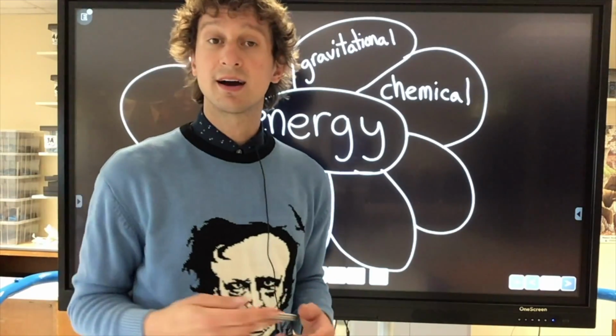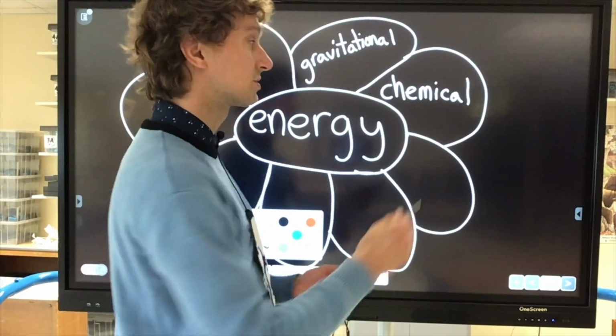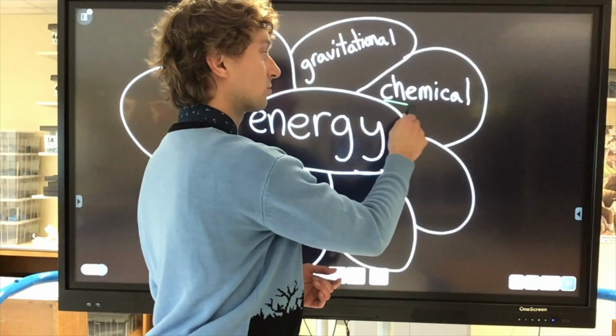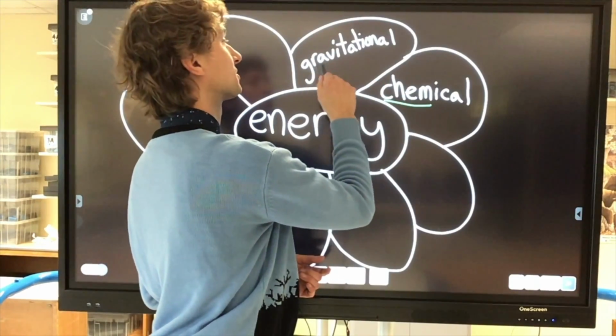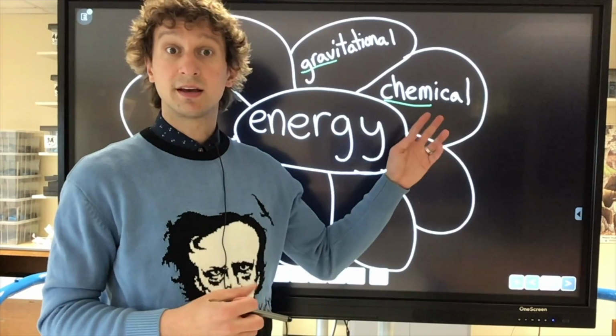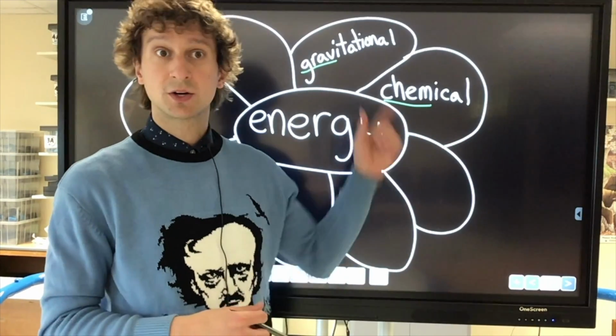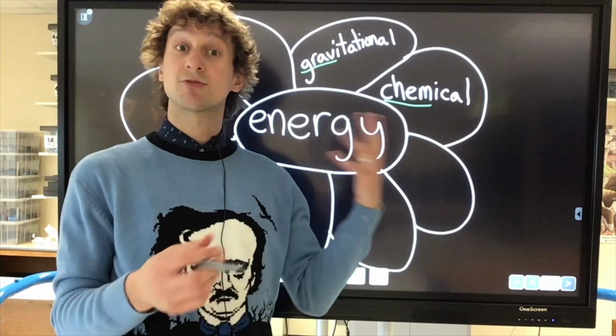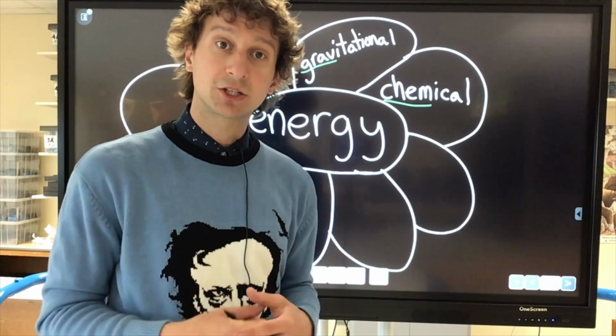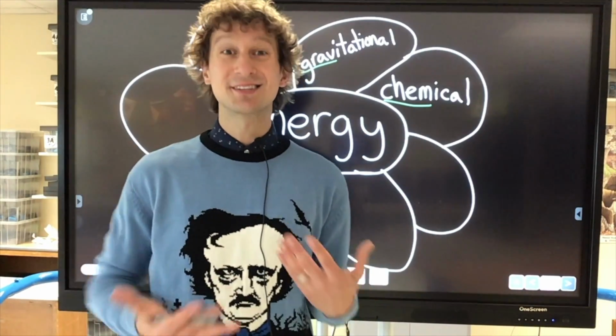Now, you may not know exactly how to spell a lot of these words, so I'm going to underline the root part of these words. Chem is a shortened version of chemical. Grav is a shortened version of gravitational. Chemical energy comes from, surprise, chemicals.